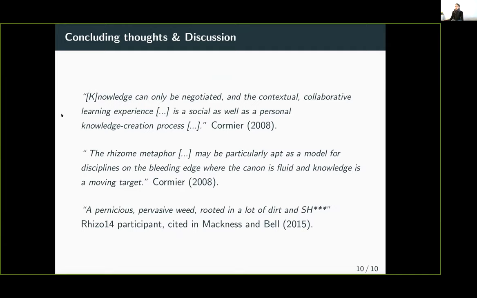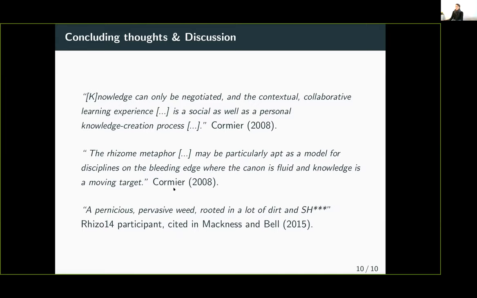And to conclude this presentation, I just want to give you three quotes from Dave Cormier himself and from one of the Rhizo14 participants, and then ask a couple of concluding questions, which we could discuss if there's time and you feel like it, or you could just think about yourself. So perhaps as a summarizing quote by Dave Cormier, he says, knowledge can only be negotiated, and the contextual collaborative learning experience is a social as well as a personal knowledge creating process. So learning in the end is the responsibility of the learner and should be adjusted to the learner's ideas and preferences and so on.